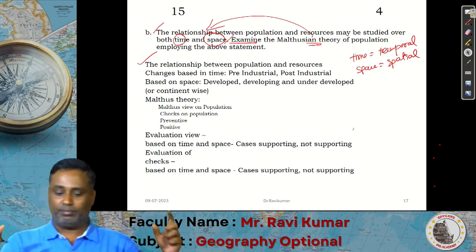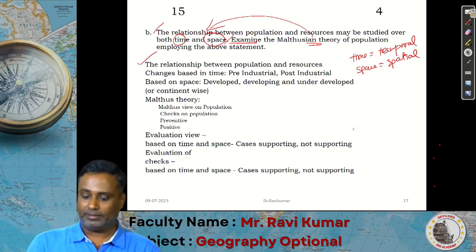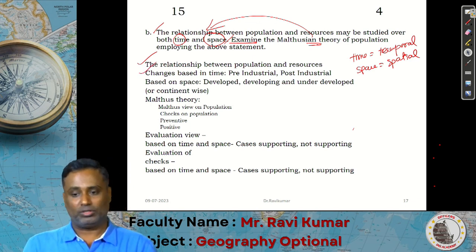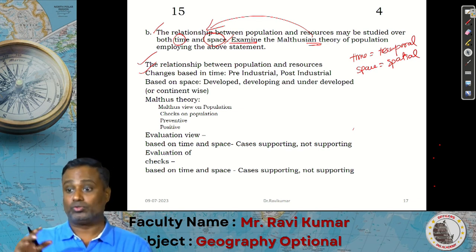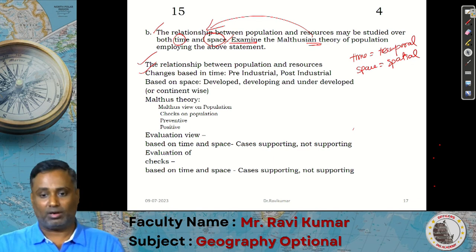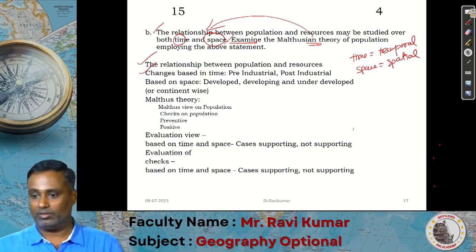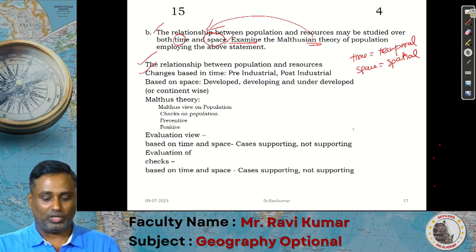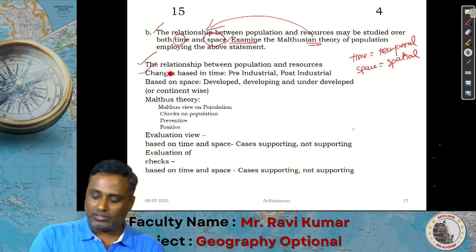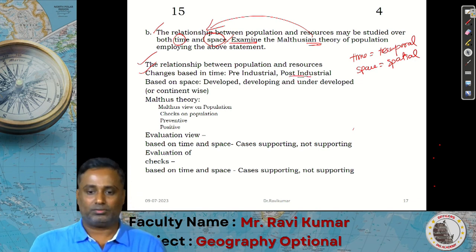Let's talk about the general, because it starts with the general statement, and changes based on time: pre-industrial, post-industrial. Pre-industrial, less population, less resources. Post-industrial, resources also increase because of technology, and population also increases. But population increases more rapidly than the resources. Now we have a problem. So this concept is given by Malthus.